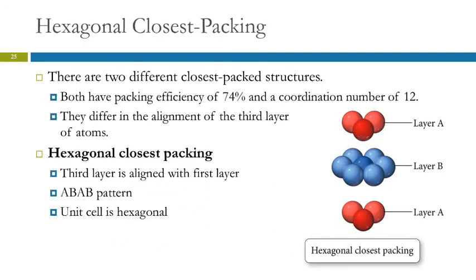Then we have a choice when we put the third layer on. The third layer could be directly in line with the first layer. So there's layer A, here's layer B, and the next layer is going to be the same as A. They're directly lining up. This is called hexagonal closest packing. This has an efficiency of 74%, a coordination number of 12. The unit cell here is hexagonal rather than cubic. It's hexagonal closest pack.